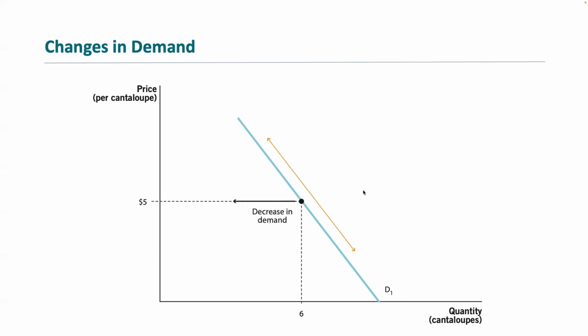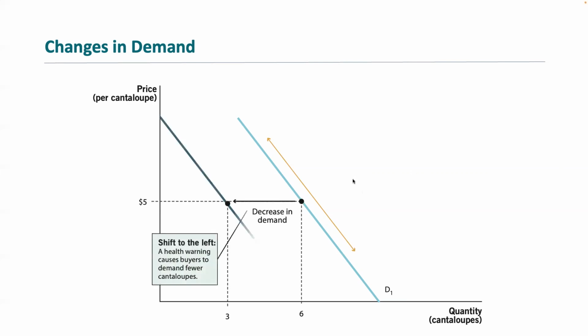Now, let's say that overall we had a decrease in demand in total. Maybe there's a health warning that comes out that causes buyers to want fewer cantaloupes. And we're saying, what would happen? Well, what would happen is that people would want fewer cantaloupes at any price. So there would be a shift in overall demand because of a change in something other than price.